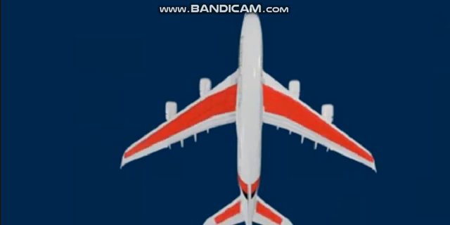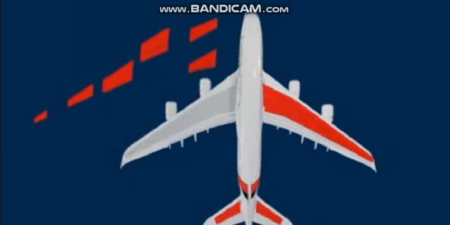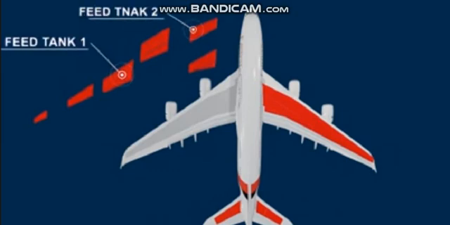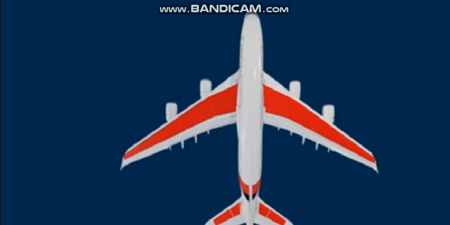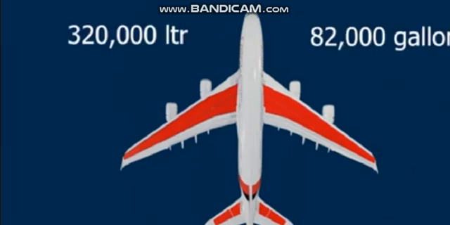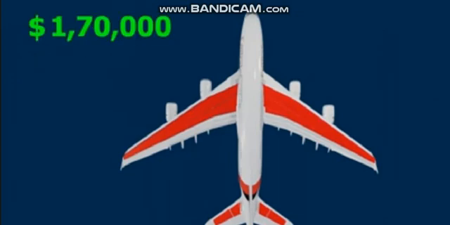The fuel tanks are located in the main wings and tail wings. The main wing tanks are separated into 6 parts. There are 2 fuel feeding tanks. The tail tanks are separated into 2. The total fuel capacity of the tanks is 320,000 liters, or 82,000 gallons. That is enough to fly around 17.4 hours. The cost of fully loaded fuel is around $170,000, or 10.2 million Indian rupees.